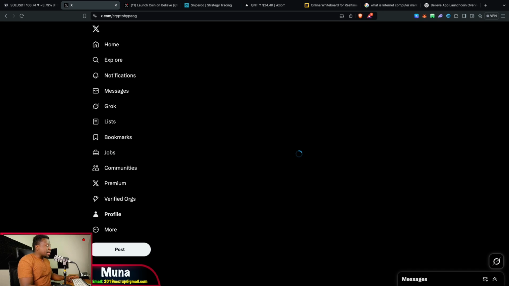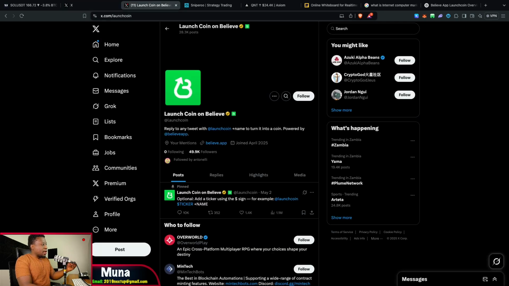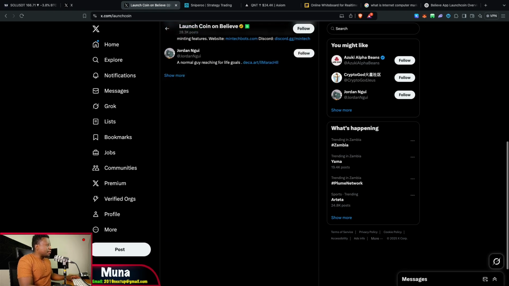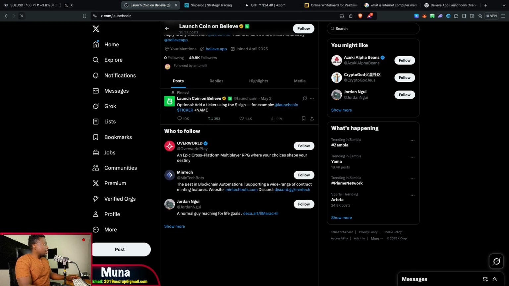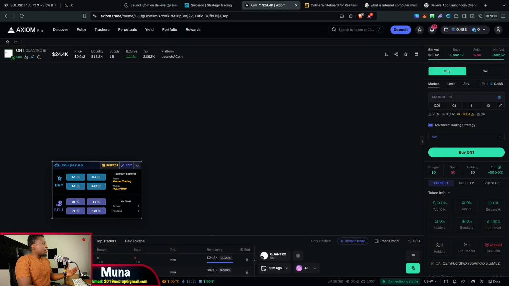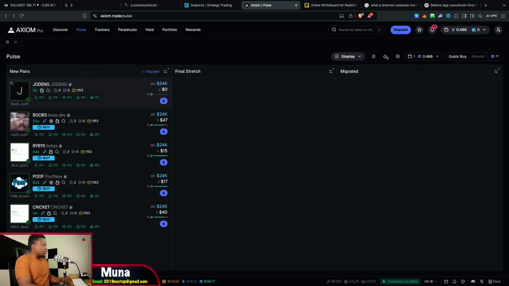Once you tweet at Launchcoin plus your ticker symbol plus your profile picture, Launchcoin replies to you. I mean, this account right over here is the one that replies to your tweet, and if your tweet has been approved, then you get to launch on the Launchcoin Believe app, and then it pops up on several trading platforms such as Axiom, etc. So all these coins that are popping up here had to do the initial step of tweeting, and then it gets approved, and then it comes through right over here.